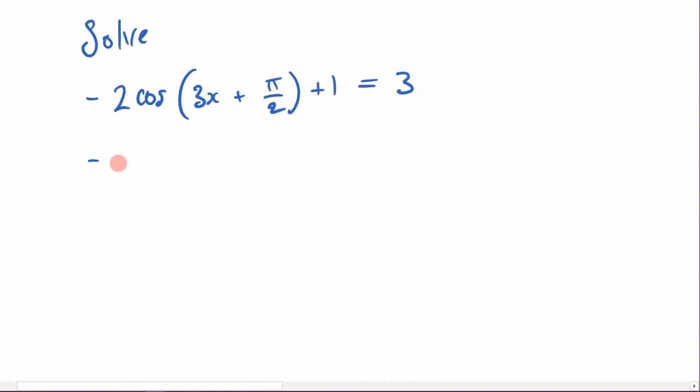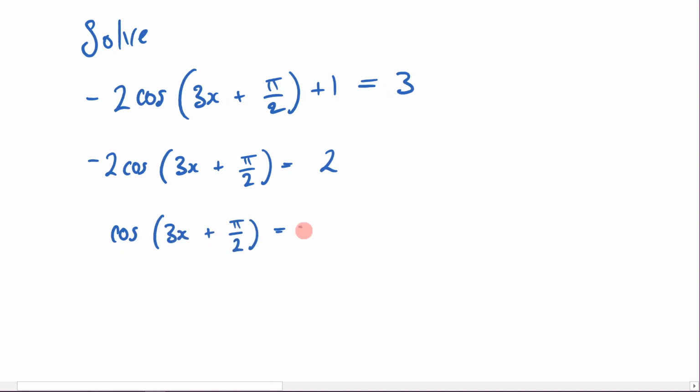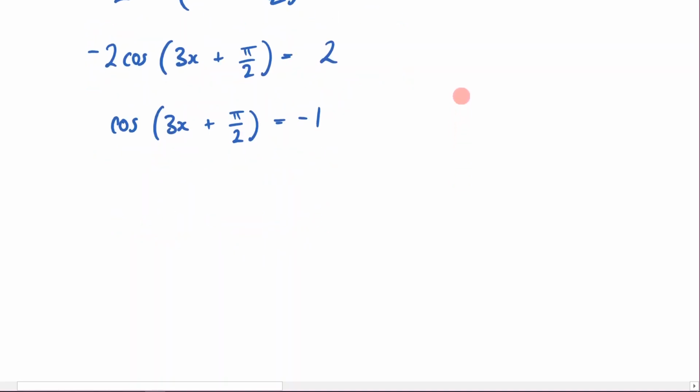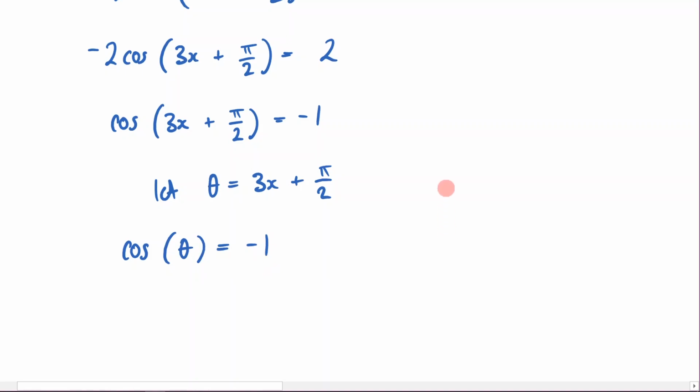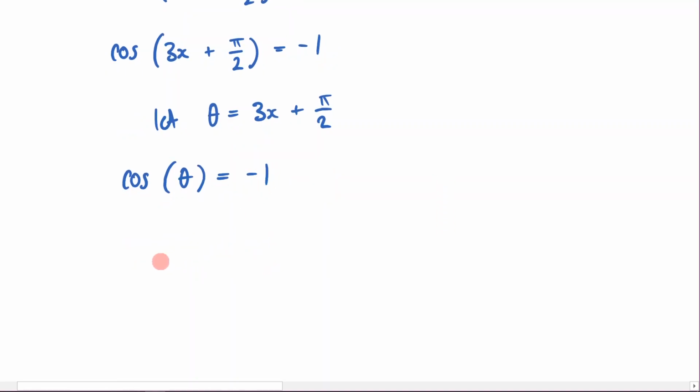We're going to rearrange first off. negative 2 cos(3x + pi/2). I'm going to minus 1 from both sides, so this is going to give me 2. Then I'm going to divide by negative 2 on both sides. cos(3x + pi/2) is going to be negative 1. Then, remember, when we're solving trigonometric equations, look at all this junk in here. Let's just say let theta equal all this junk. So it's going to be cos theta is equal to negative 1. Well, cos of what angle gives me negative 1? I know what that's going to be. It's going to be pi.